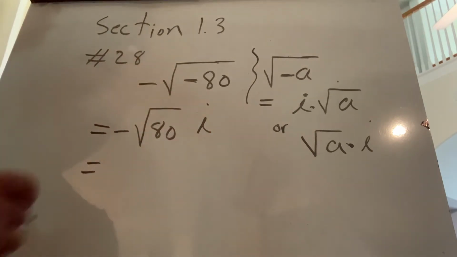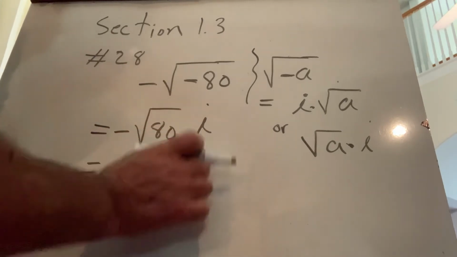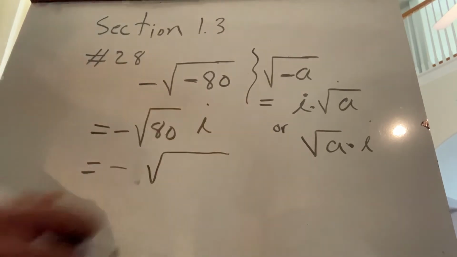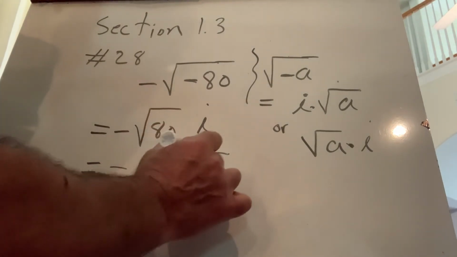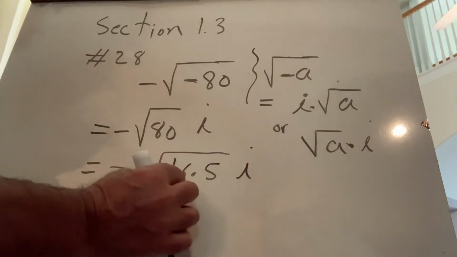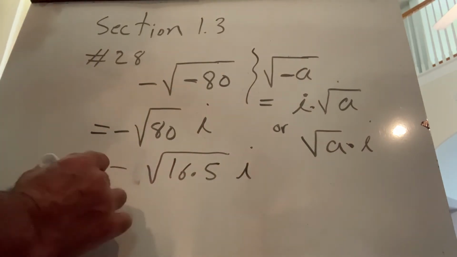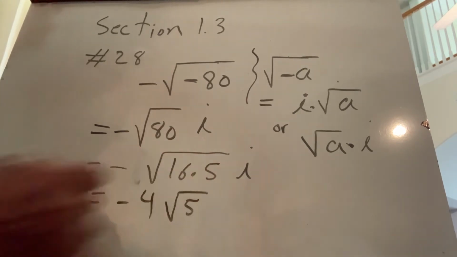Now, the square root of 80, as you know, we have to, of course, always reduce everything in math. So this is the same thing as the square root of 16 times 5, because 80 is 16 times 5. Now, of course, 16 is a perfect square, so it will come out of the square root as 4, and the other factor remains under the square root.